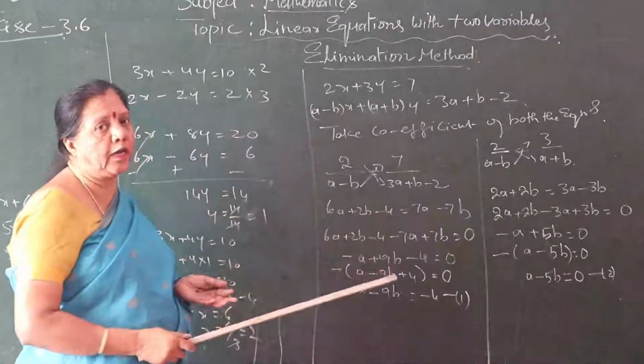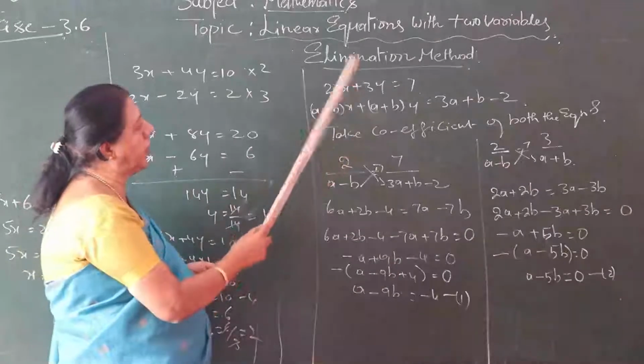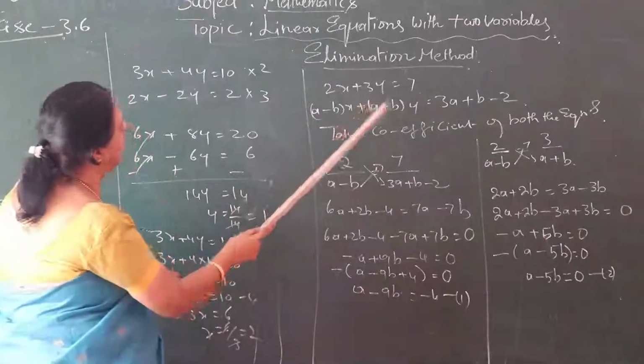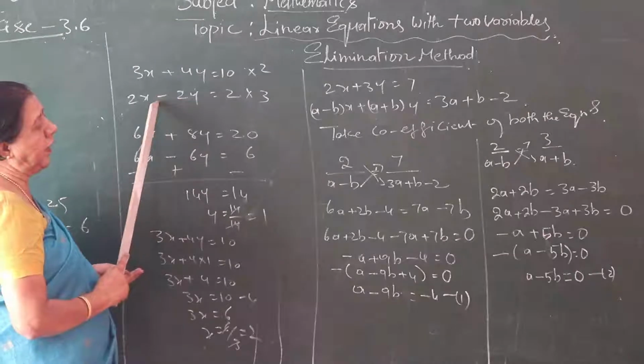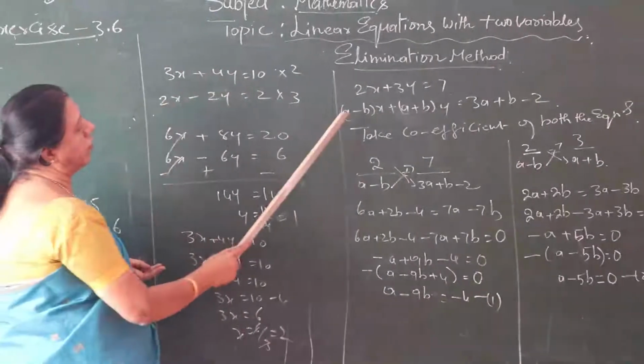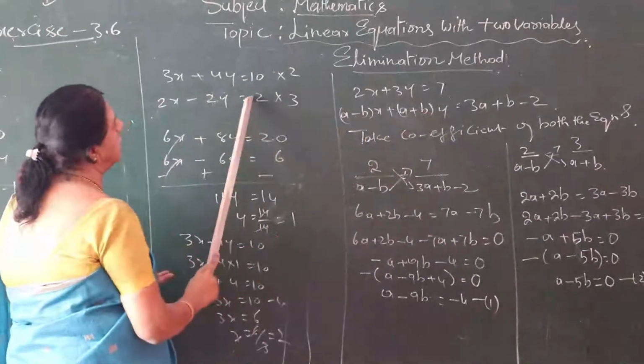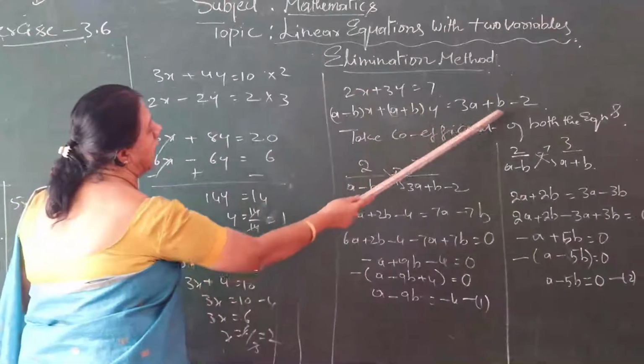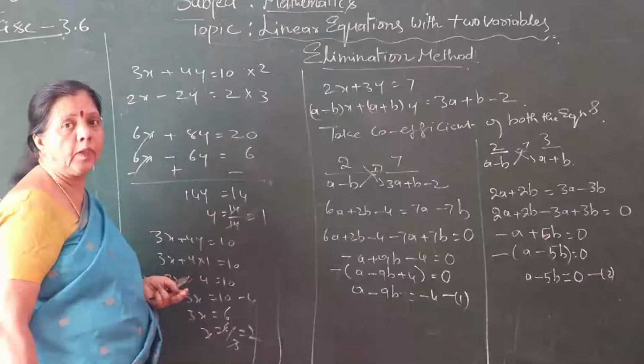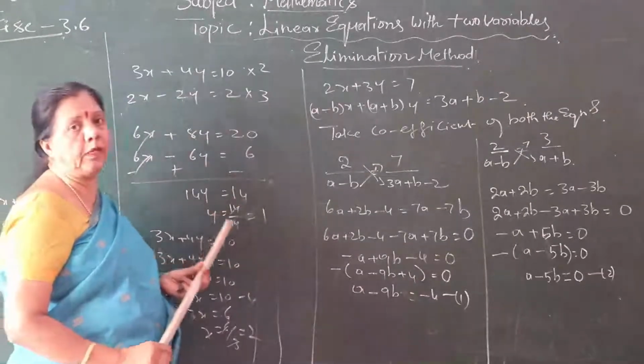So it is different. Directly you cannot. This is equation number 1, equation number 2. You compare this problem here. It is very easy. But instead of 2 they have given a minus b. Instead of another 2 they have given a plus b. Instead of 2 they have given 3a plus b minus 2. Now I will teach you that method.